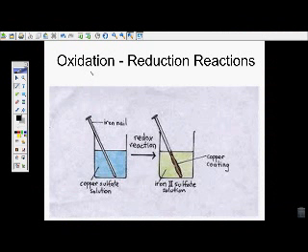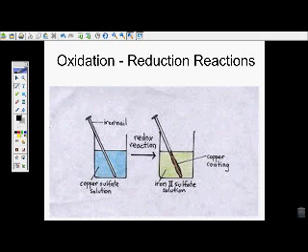Oxidation-reduction reactions, or redox reactions. Oxidation-reduction reactions are simply a reaction in which electrons are transferred from one element to the other. The element that receives the electrons is said to be reduced, and the element that loses the electrons is said to be oxidized.